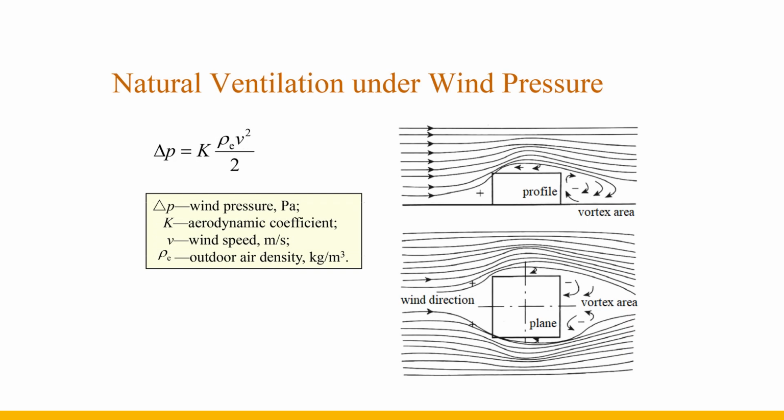Wind pressure refers to the pressure difference generated by the wind acting on the building. Because the airflow is blocked, the wind speed decreases, the wind pressure increases, and a positive pressure area is formed on the windward side. Due to the airflow around the building, the air is thinned, the wind pressure is reduced, and a negative pressure area is formed on the leeward side.